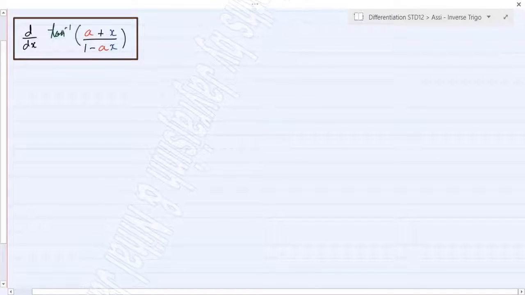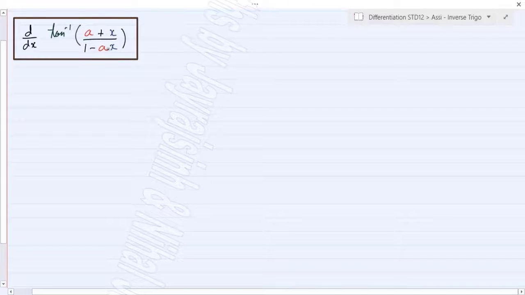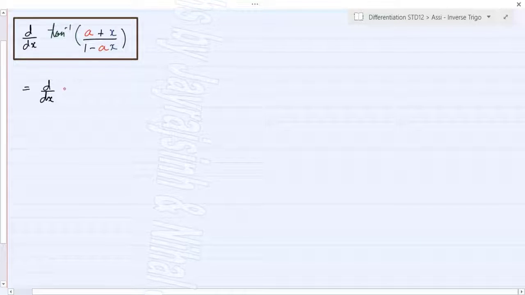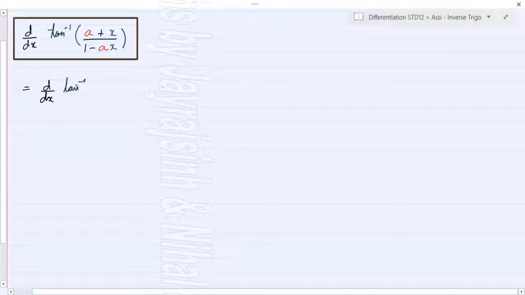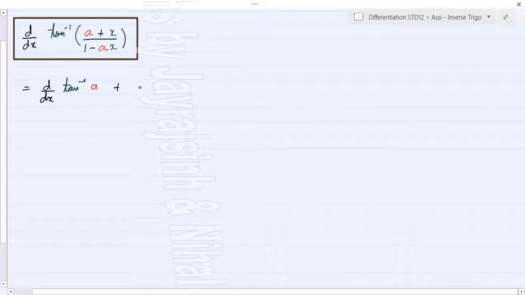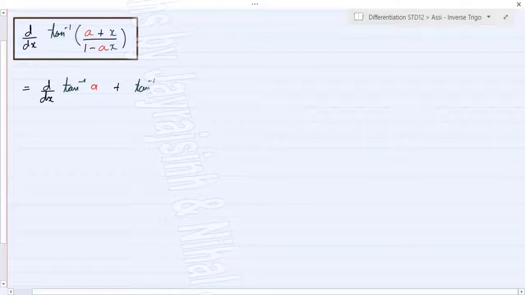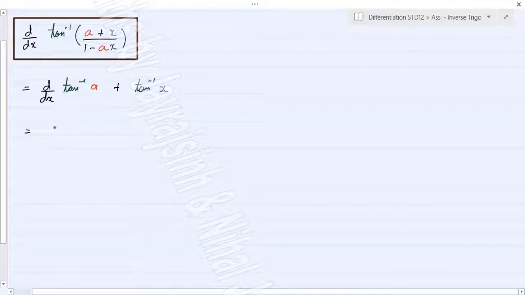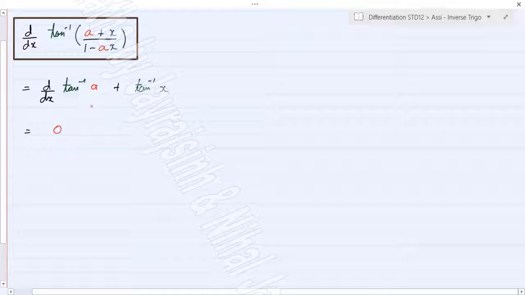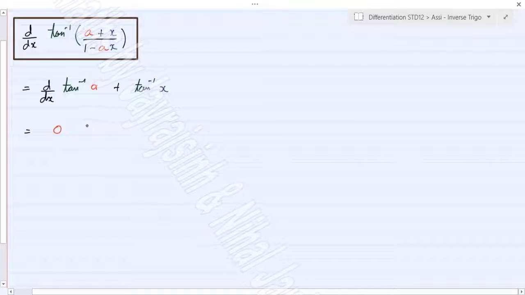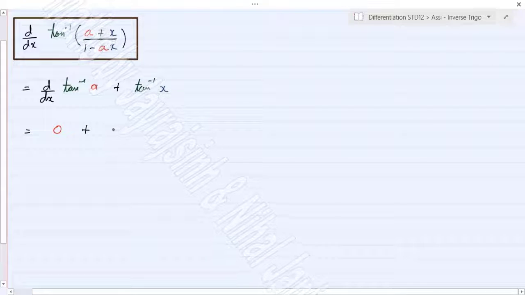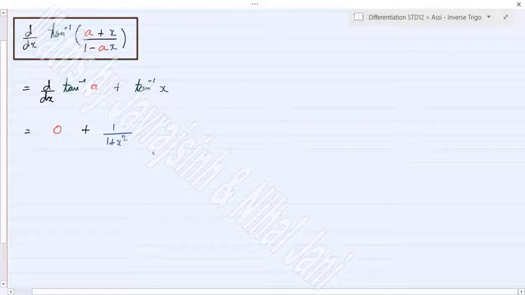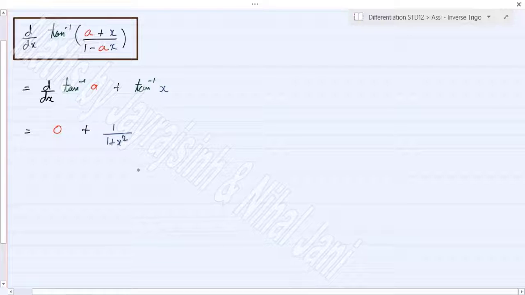Here we have to differentiate tan inverse of (a plus x) upon (1 minus ax), which can be further simplified as tan inverse a plus tan inverse x. So, the differentiation of tan inverse a is simply 0 because a is constant, so tan inverse a is also constant, and the differentiation of tan inverse x is simply 1 upon 1 plus x square. So, ta-da! This is your final answer.